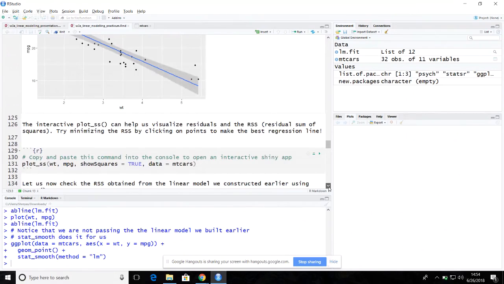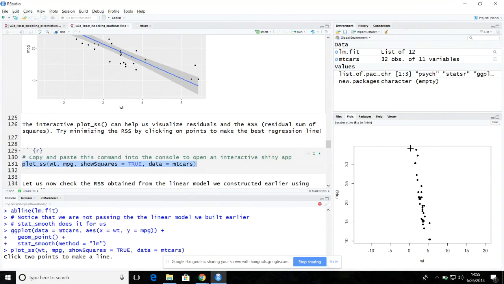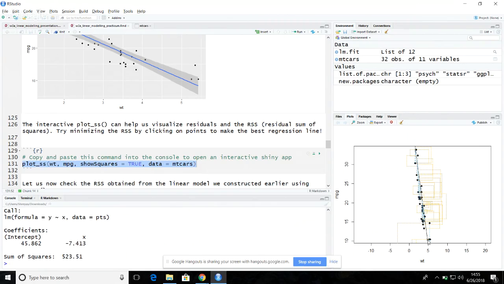Okay, in the presentation earlier, we talked about residuals and sum of squares. So let's visualize this with a Shiny app. We can use the plot_SS function, which is from the statsr R package. We simply take this and run this in our console, and it will open up a Shiny app right here. What we can do is specify any 2 points and it will automatically draw a line. So say my line should go through here. It draws a line, and let's zoom in.